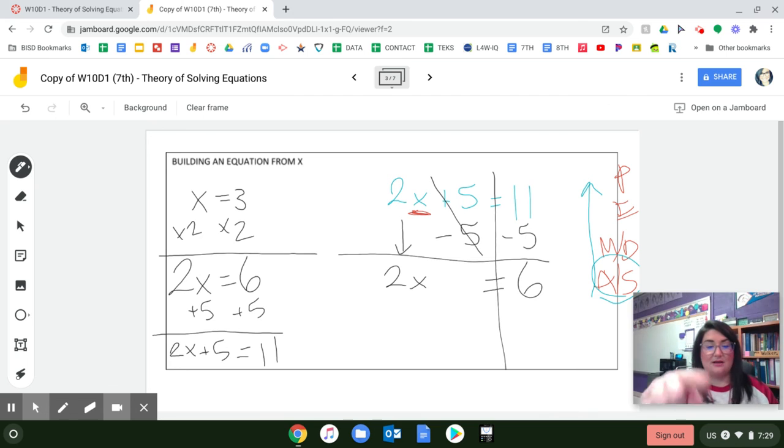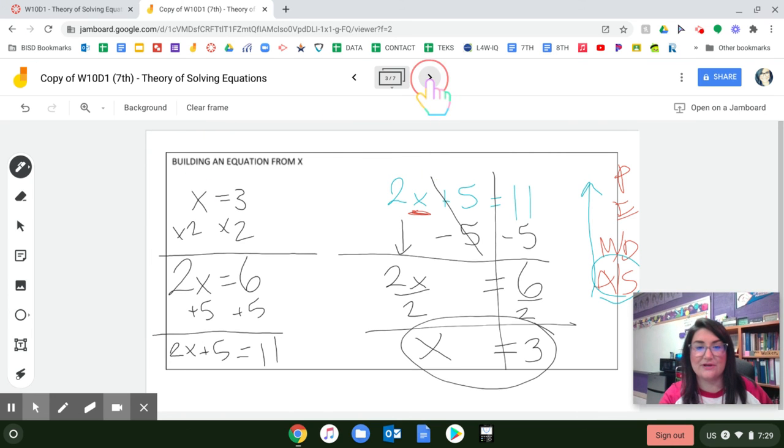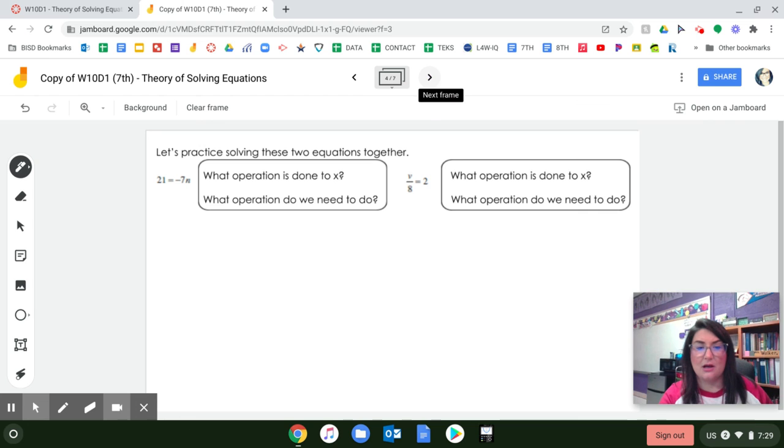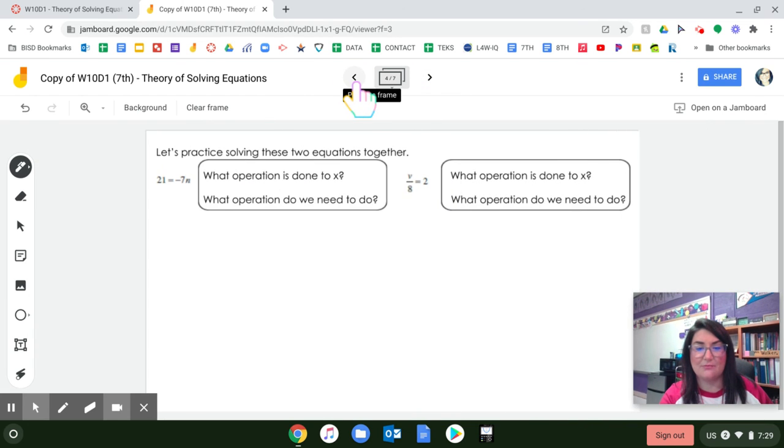Knowing this, I am going to do the opposite of multiplying by 2. I'm going to divide by 2 on both sides. x equals 3. So you can see how we reverse things that have been done to get back to what x is by itself. What you're going to do for the rest of the assignment is to complete these problems on your own.